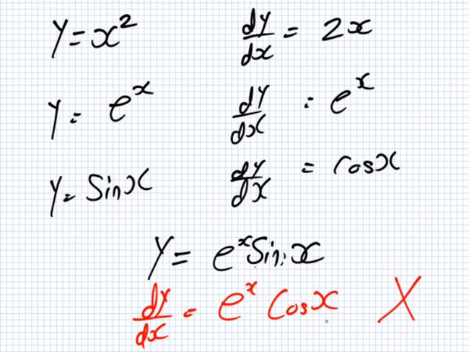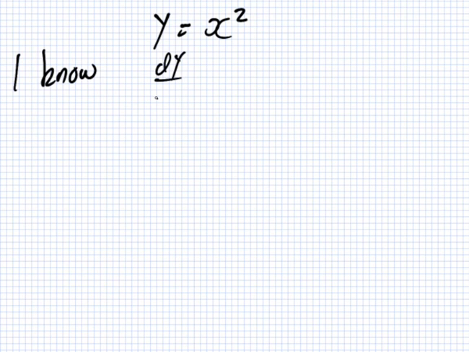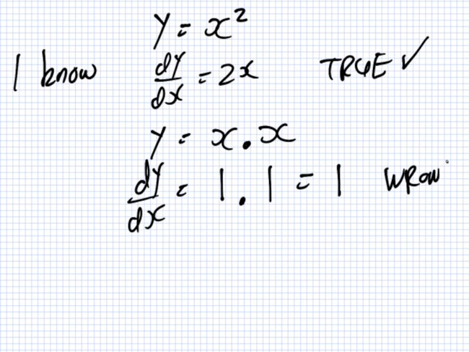Alright. So, just a little bit of a refresher. If y equals x squared, everybody knows dy/dx equals 2x. If y equals, for example, e^x, dy/dx equals e^x. And if y equals sin x, for example, dy/dx equals cos x. Just a little bit of a refresher. So it seems like we should be able to do this.